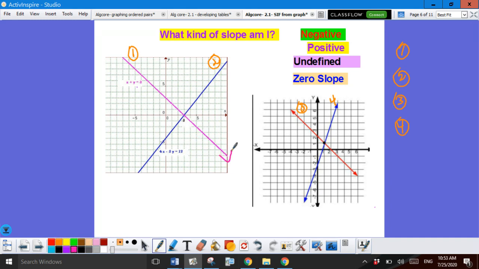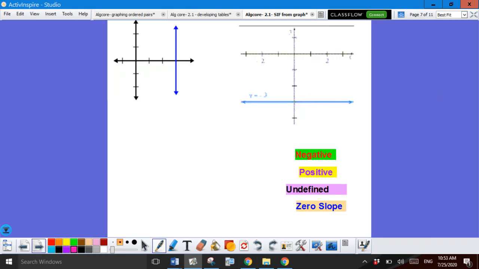Okay, let's see how you did. This one is going down, so it is negative. This one is going up, so it is positive. How about the blue one? That's positive, and the red is negative. So hopefully you came up with negative, positive, negative, and positive on those 4. Okay, how about these guys? What is this kind of slope?